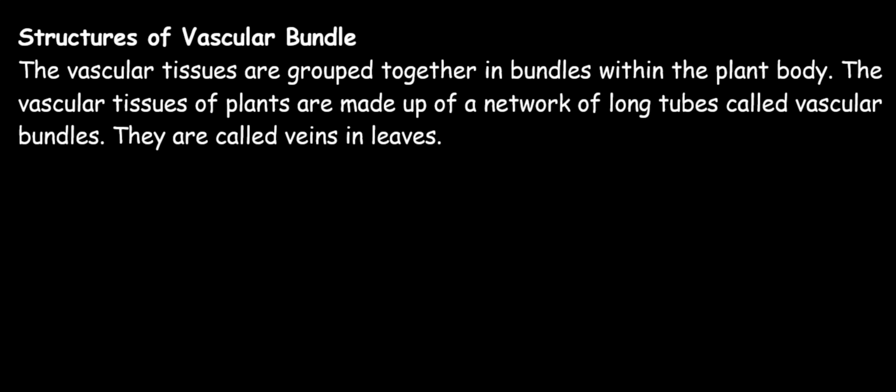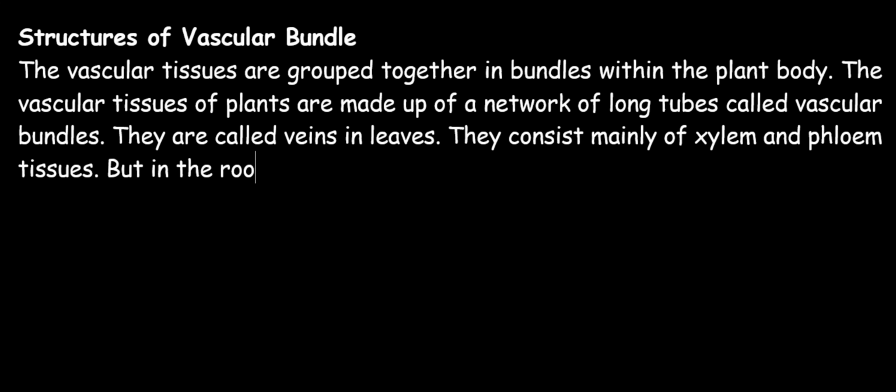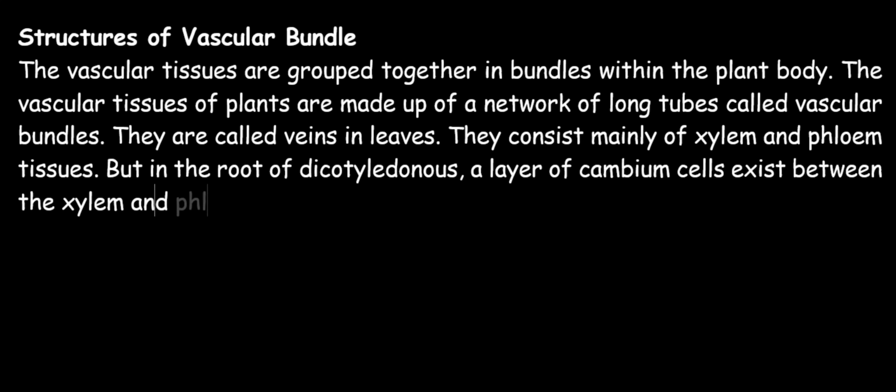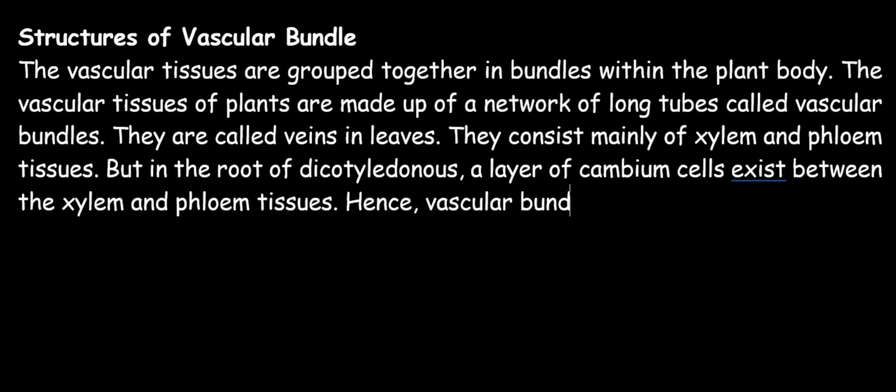They consist mainly of the xylem and phloem tissues, but in the root of dicotyledonous plants, a layer of cambium cells exists between the xylem and phloem. Hence, vascular bundles are found in the roots, the stem, and also the leaves of flowering plants.